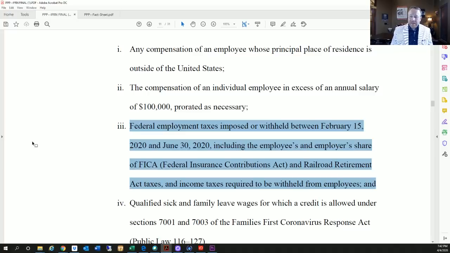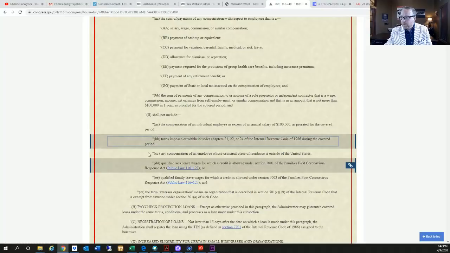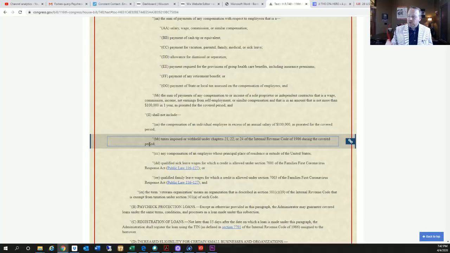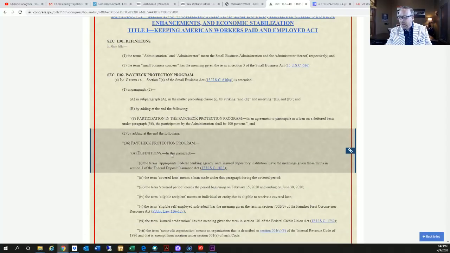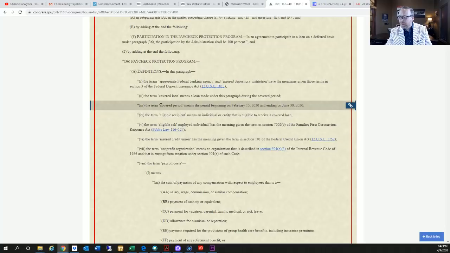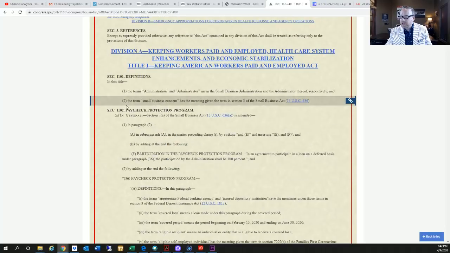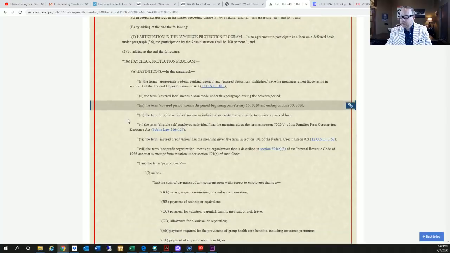But when you're talking about this, and we're going back to the law right here, and we're going to BB, it says taxes imposed or withheld under chapters 21, 22, and 23 or 24 of the Internal Revenue Code of 1986 during the covered period. So the covered period, if we go back up top, it tells us what the covered period is right there. Okay, we're in section 1102, right at the beginning. Covered period is February 15th, 2020 to June 30, 2020.